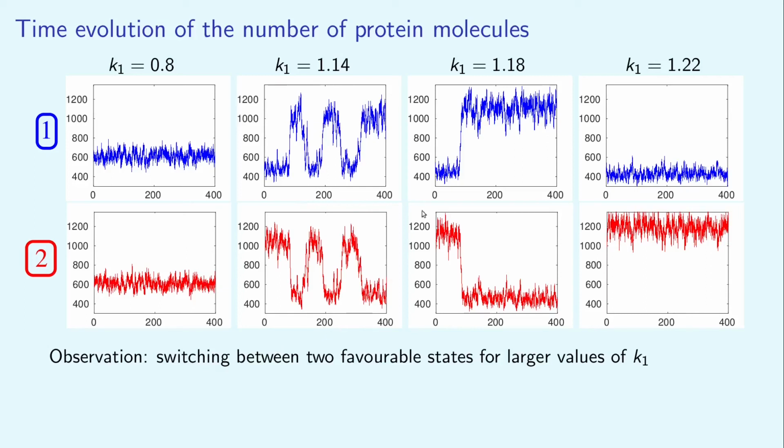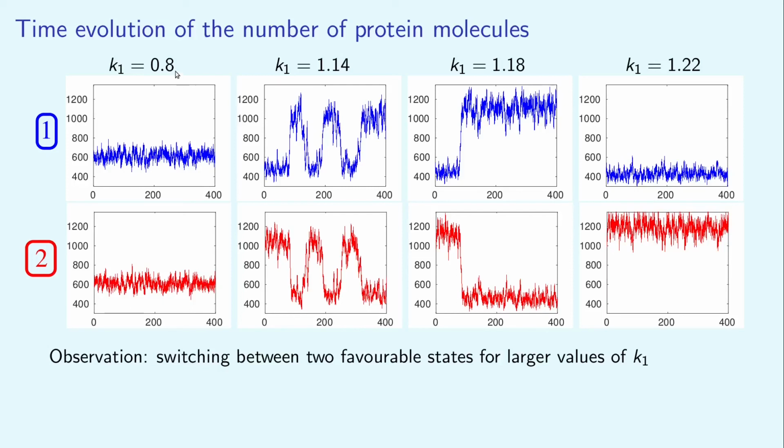If I increase the production rate K1, then the two favorable states of the system are more separated, and it is more difficult to switch between them. The average time to switch between the states increases. If I further increase K1, then the observed time evolution did not switch at all during the time window considered. I would have to increase the time window to see some switching.